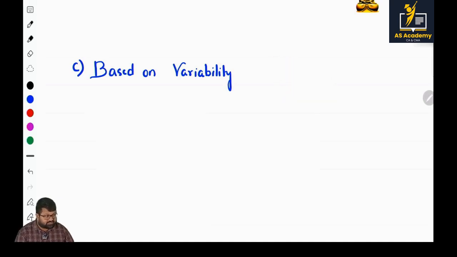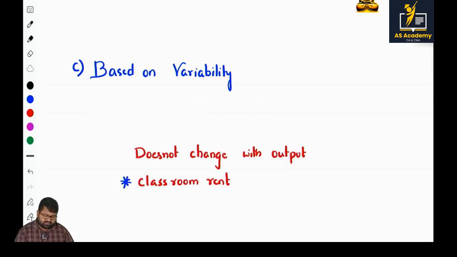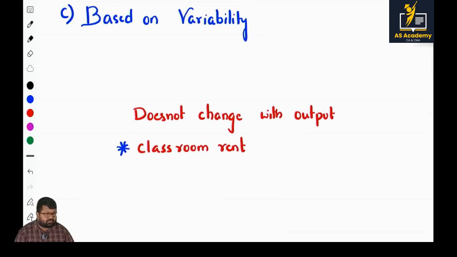Or changes. Okay. So variability is nothing but how the cost is changing, whether it is changing or fixed. Based on that we are having three categories. The very first category is there is one cost which will not change with output. For example, the rent for this building or rent for this flat, this office premises.